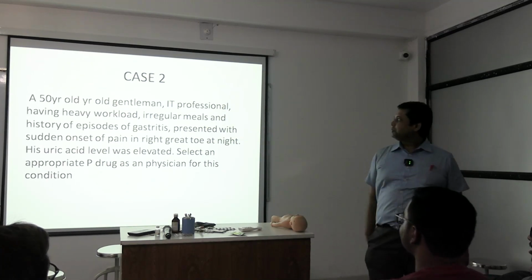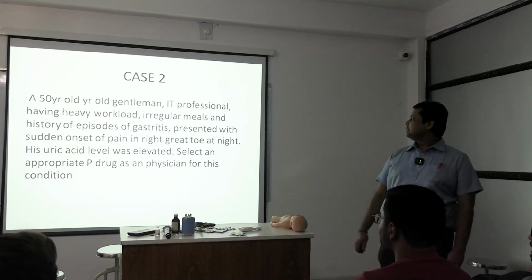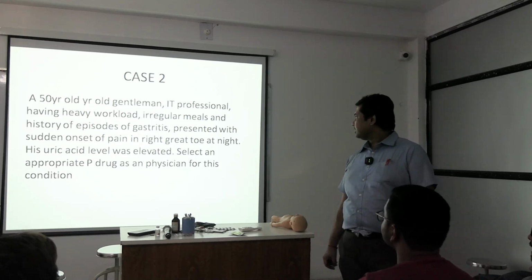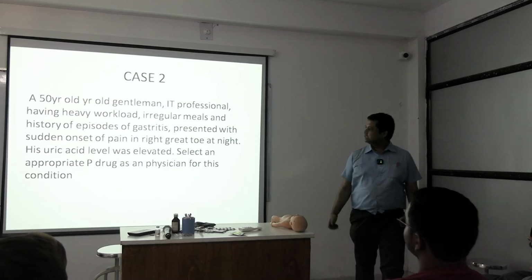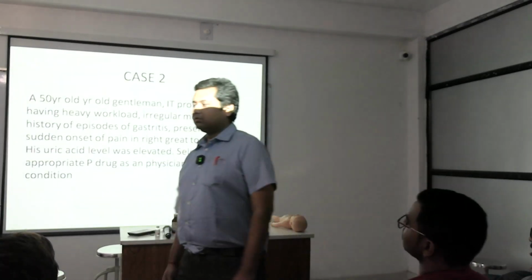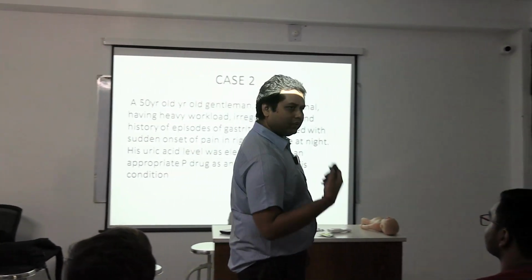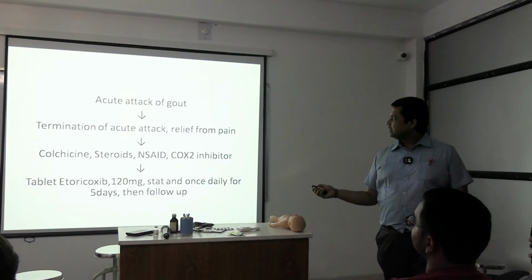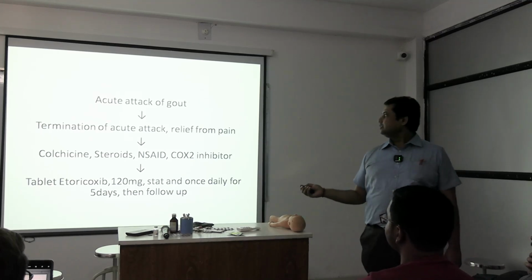ঠিক আছে. So a 50-year-old gentleman, IT professional, having heavy workload, irregular meals, history of episodes of gastritis, presented with sudden onset of pain in the right great toe at night, ঠিক আছে. Uric acid level was elevated, ঠিক আছে. So first the diagnosis. What is the diagnosis? Gout, ঠিক আছে. গাউটটা আগেই হয়ে যাওয়ার কথা ছিল, যাই হোক. Fine. So this is an acute attack of gout. ঠিক আছে? Then what is our objective?